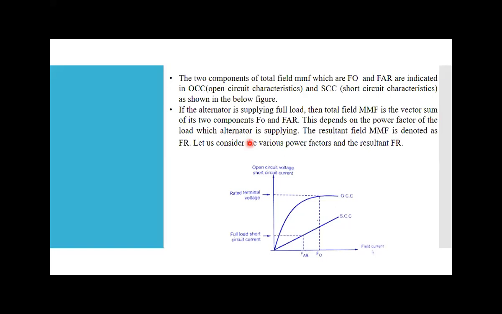Again I'm repeating, suppose my alternator is connected at full load. The total resultant field MMF, FR, is the vector sum of FO and FAR. This FO and FAR depend on which type of load we have, either inductive, capacitive or resistive. According to that, my field current will be affected. So let me show you.